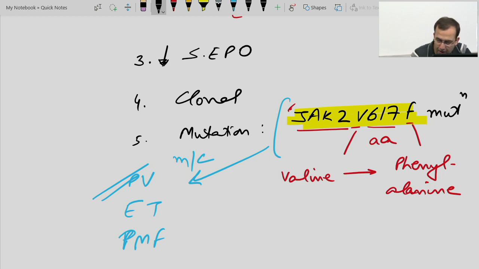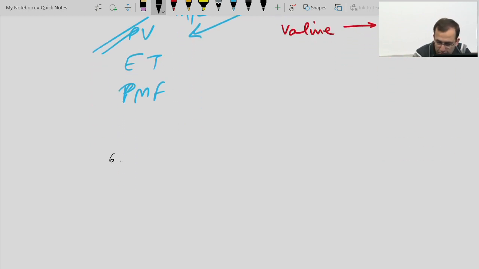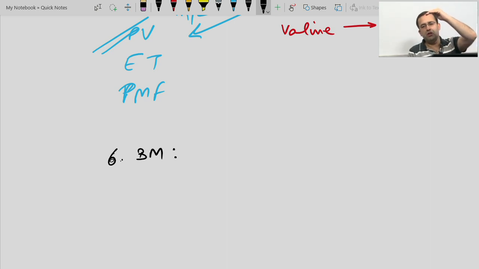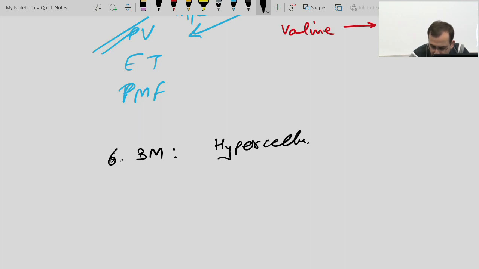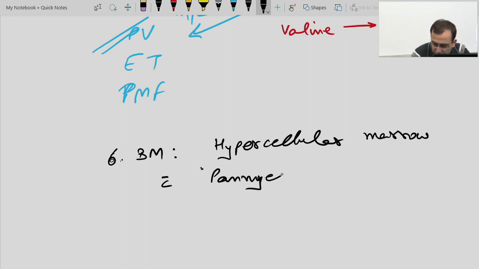Last point, bone marrow in polycythemia vera. What sort of a bone marrow does it have? Is it hypercellular, normocellular, or hypocellular? It is a myeloproliferative neoplasm, so it has a hypercellular marrow with panmyelosis. This is the point to be noted. Panmyelosis means all three lineages, the erythroid, the myeloid, and the megakaryocytic, are proliferating.